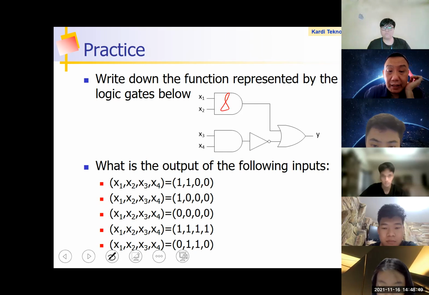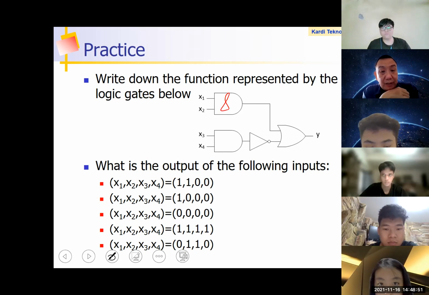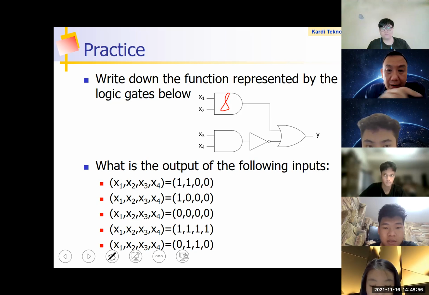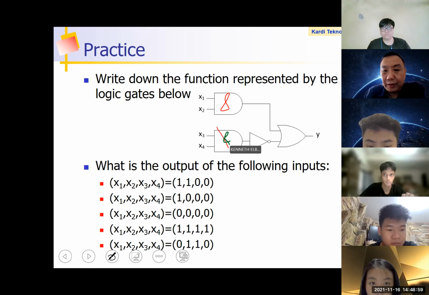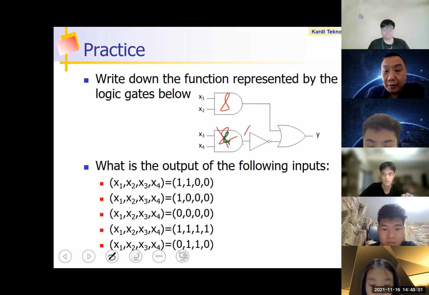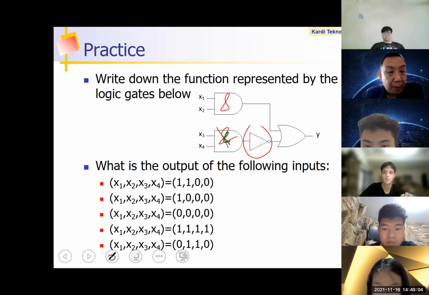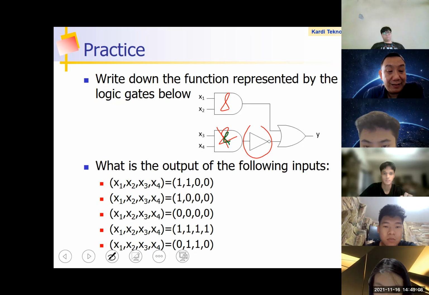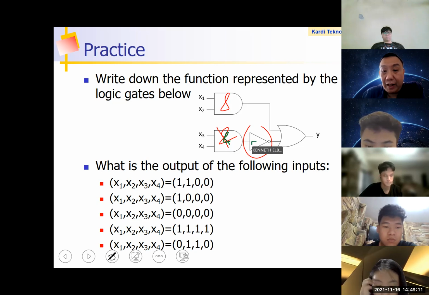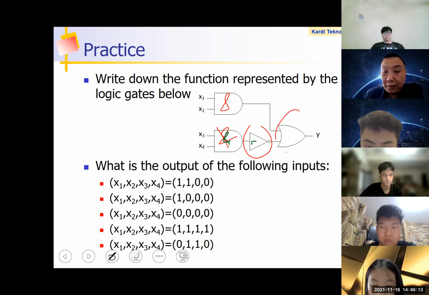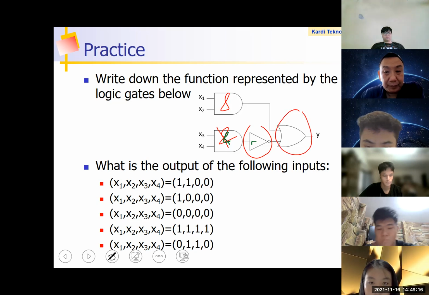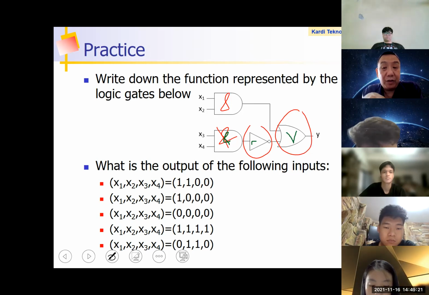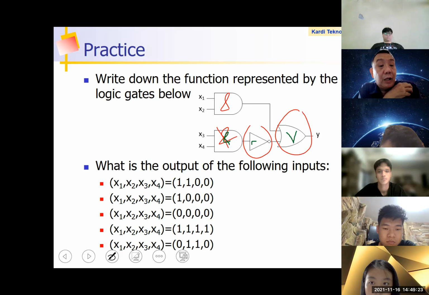How about this one? X3 and X4. What is that symbol? And, the same also. Oh, okay, very good. How about this one? What is this symbol? Check the slide. Okay, that is not. How about this symbol? What is this symbol? Or. Or, very good. Now, can you create a function based on this network?